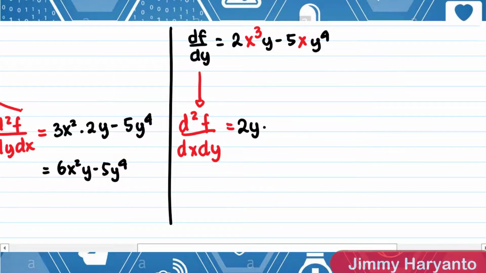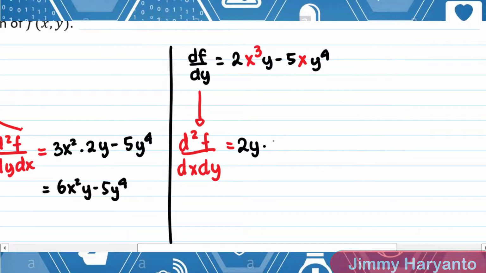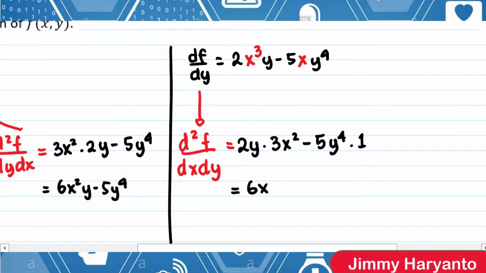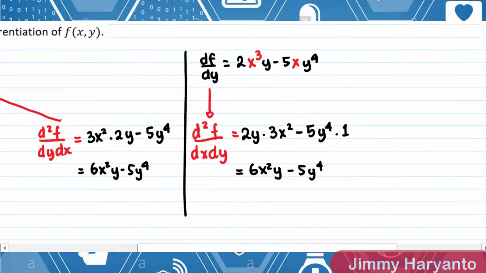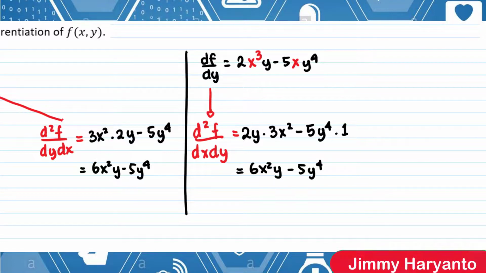Berarti 2y-nya ditulis ulang. X to the power of 3 will become 3x square. And then minus 5y to the power of 4 times x differentiated into 1. Okay, so this one will be 6x square y minus 5y4. The differentiation of df dy terhadap x.